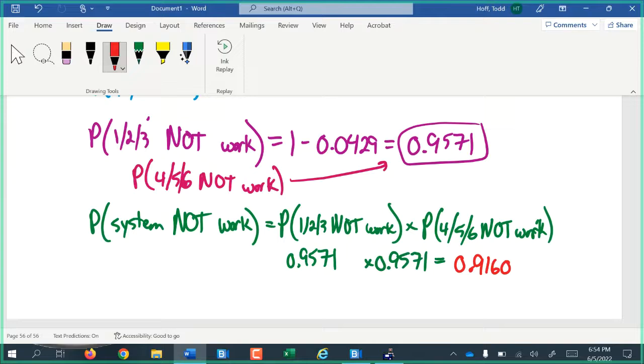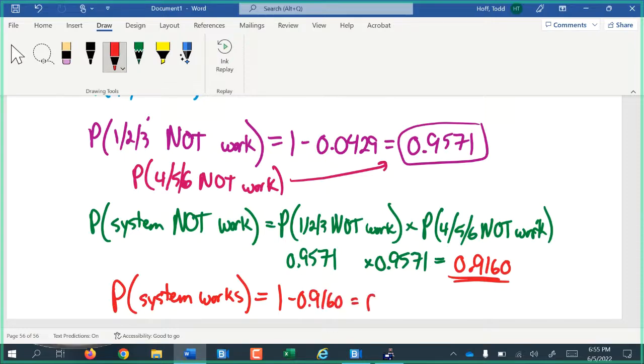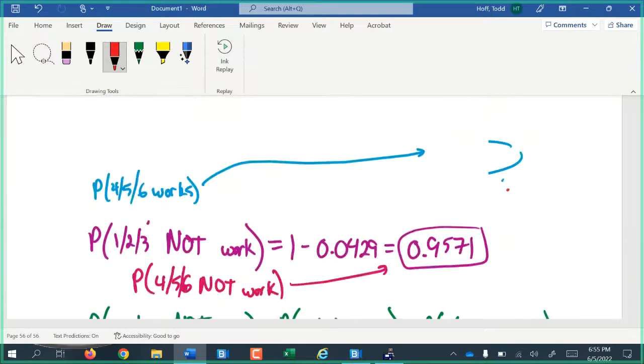And so then the probability that it works, again, it's a complement. If this is the probability that it doesn't work, the probability that it will work is 1 minus the probability that it doesn't work. So that is 0.0840. That is the probability that it would work. So you can see by adding that third device into each branch, it definitely decreases the probability of the whole system working.